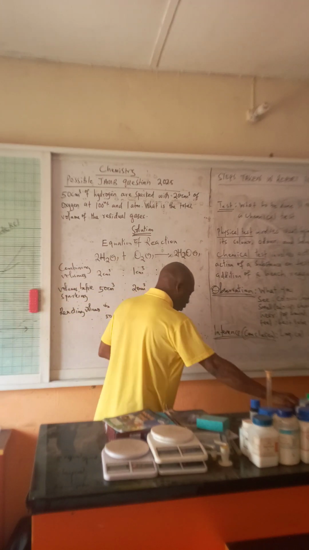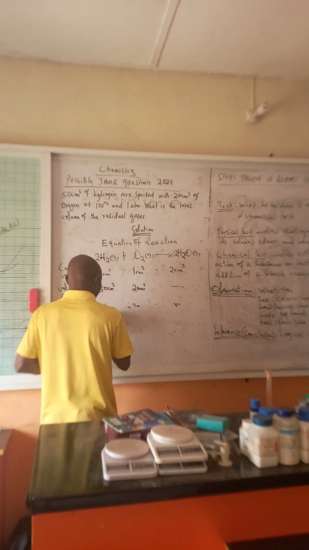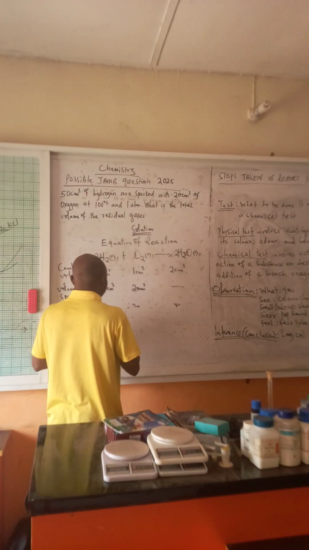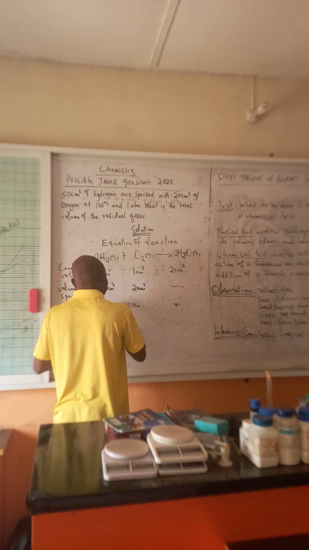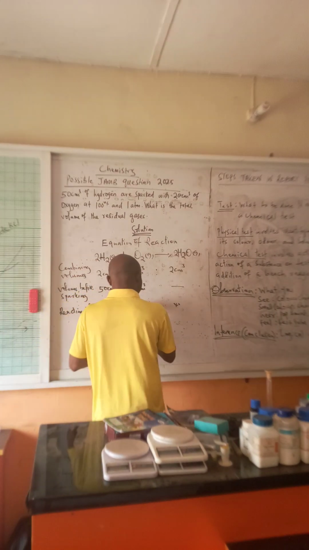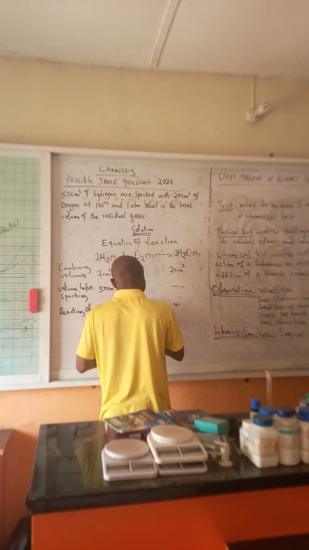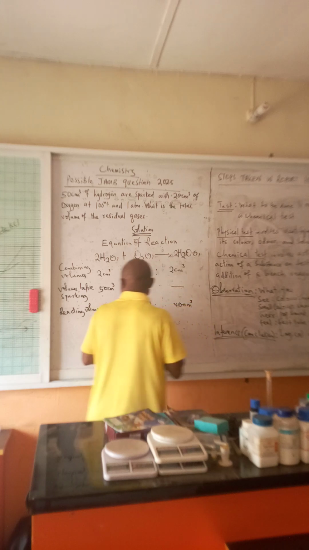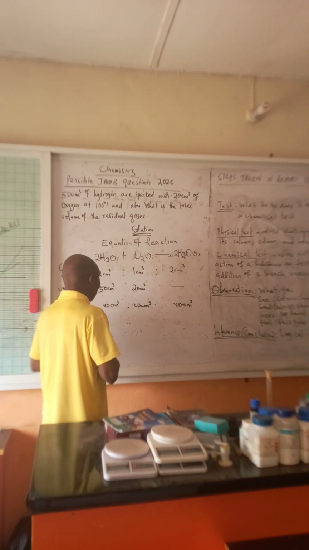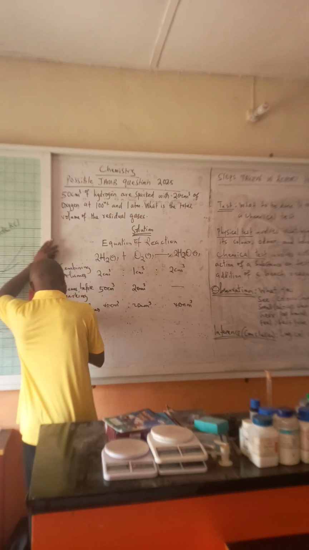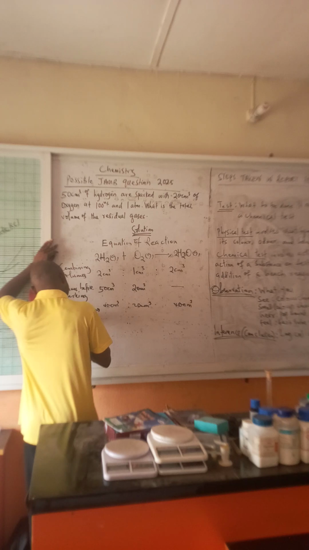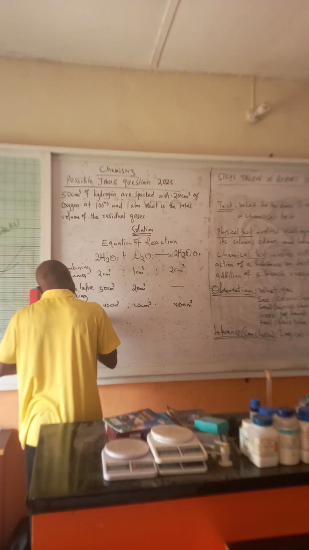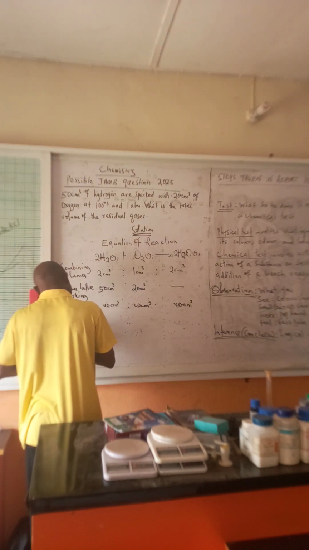So we go with hydrogen. Here will be 40 cm cubed, here is 20 cm cubed, and here will also give us 40 cm cubed. Then volumes after sparking.